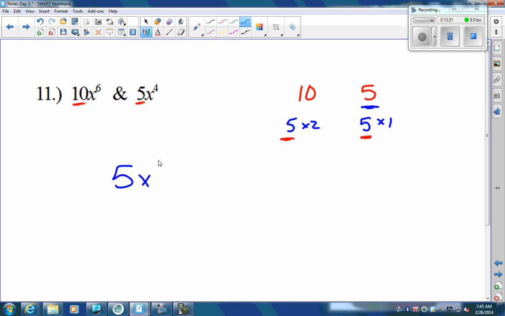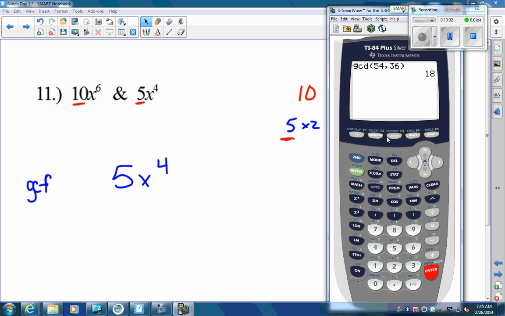A 4. So that is my GCF. Remember that we just talked about the fact that I can pull up on my calculator for my 10 and 5. I could go math, arrow over to number, press 9, put in there 10, comma 5, and press enter, and it will tell you your GCF in your calculator.